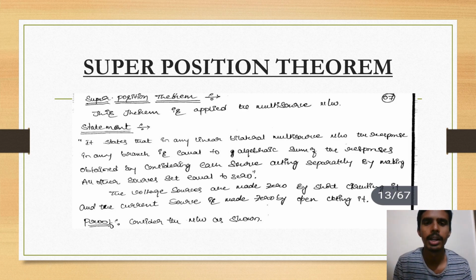This theorem is applied to multi-source networks. Statement: it states that in any linear bilateral multi-source network, the response in any branch is equal to the algebraic sum of responses obtained by considering each source acting separately, by setting all other sources equal to zero. The voltage sources are made zero by shorting the circuit and the current sources are made zero by opening the circuit. Next we'll be looking into the proof after the statement.